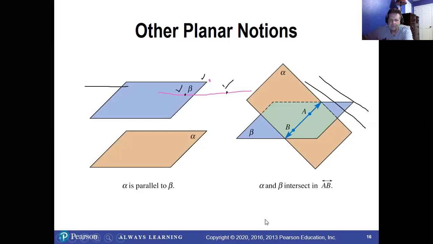Let me clear this out real quick so we can see this one. There we go. All right. So plane alpha and plane beta. Notice they are parallel. They do not intersect. But if 2 planes intersect, here is that line that they form.